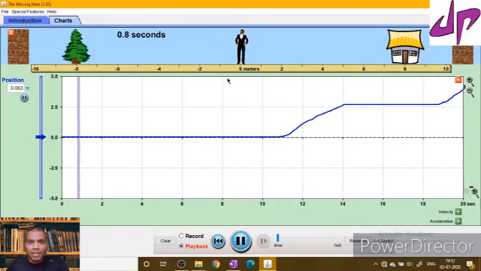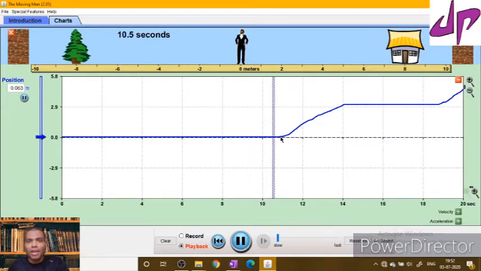Now the person is at rest, he is not moving. Now when the time is running here, still the person is at rest. If the person or object is at rest, we need to represent that as a straight line. Still the time is running, the person does not move, so we need to represent that in the distance-time graph as a straight line.